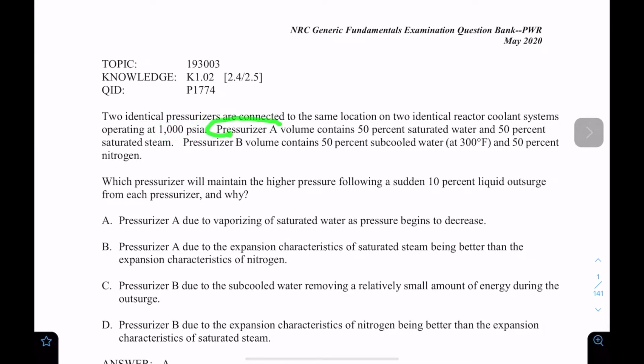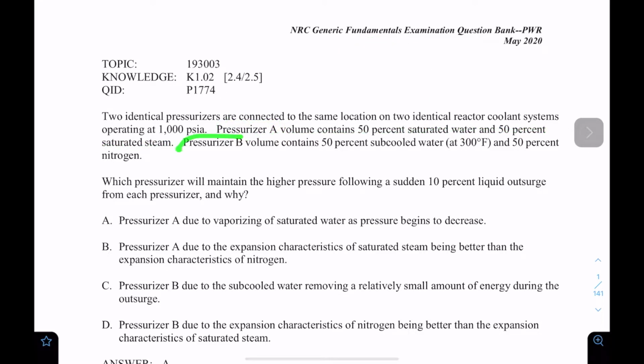So now it's telling us pressurizer A and pressurizer B. Pressurizer A contains 50% saturated water and 50% saturated steam. What does this look like? This pressurizer A looks like a dynamic system, right? That's what it looks like. Remember that? We're going to have saturated water and saturated vapor.